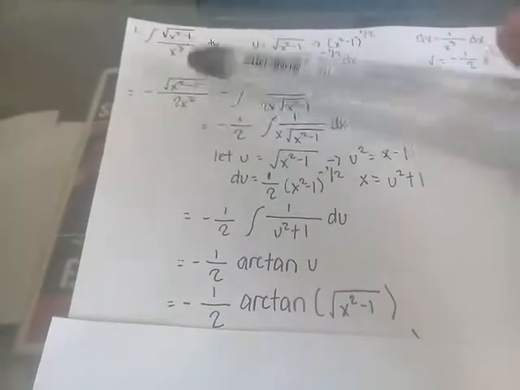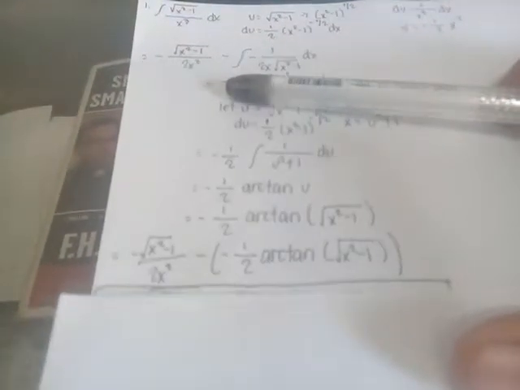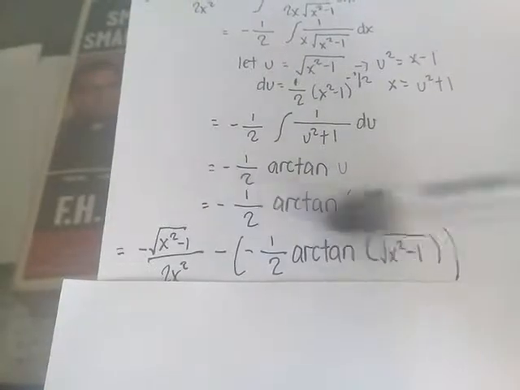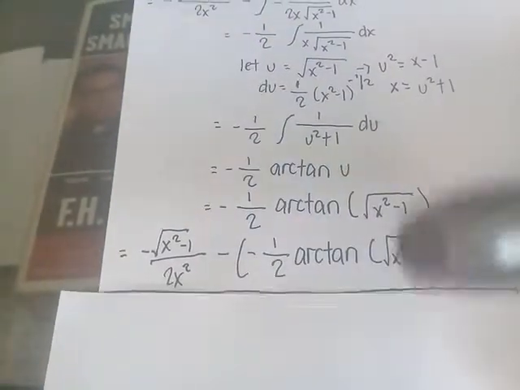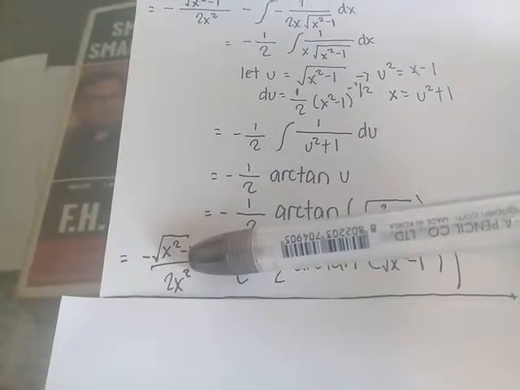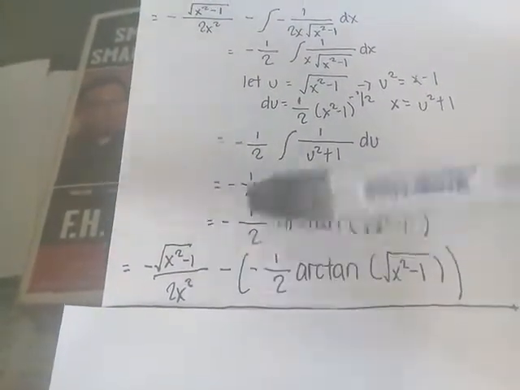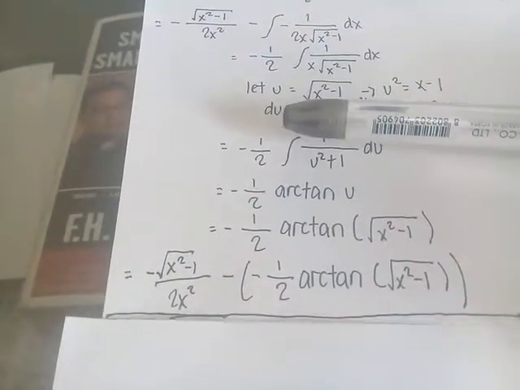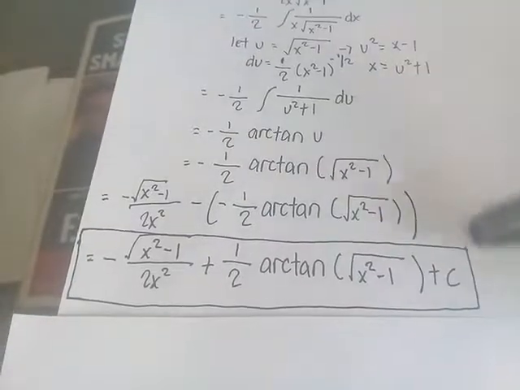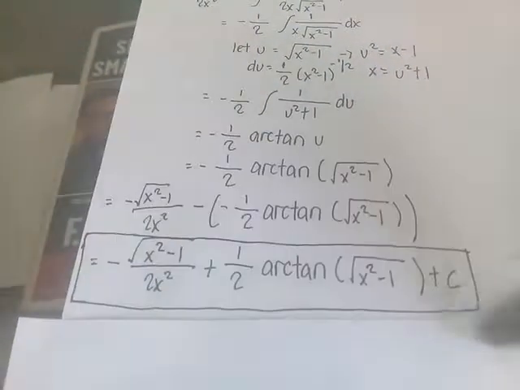Then we will now copy this one. We'll now go back to its form. So we will have negative square root of x squared minus 1 over 2x squared minus this one. We will copy it here. So then we will now convert this one. Since it is minus times negative, negative times negative will result in positive. So we will now add the constant c here. So this will be our final answer.